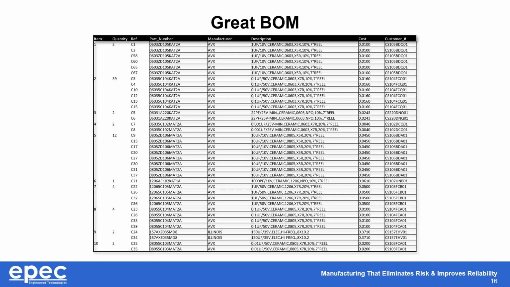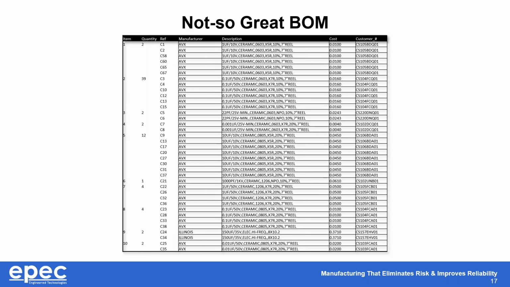Some of the times we get BOMs that are not so great, such as this one. It does give you pretty much the same information. However, the manufacturer part number is left off, which leads us to decide: do we try to Google it, call the customer, call the manufacturer? How do we cross and find out what these components are actually numbered at to purchase from the supplier?